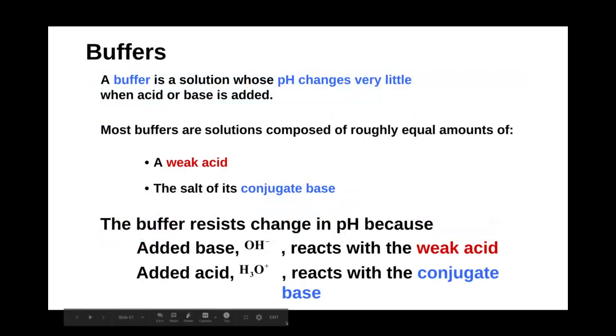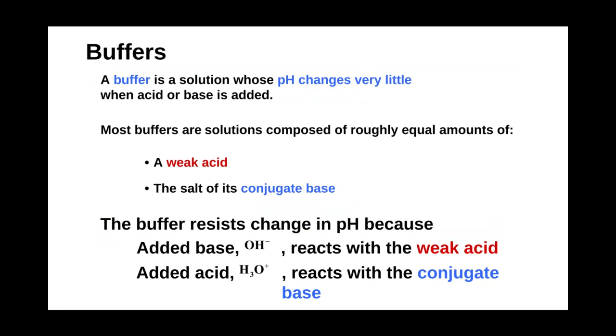Now, sort of to wrap up this, we're going to talk about a few quick topics. Now, we have what's called a buffer. Now, a buffer is a solution whose pH changes very little when an acid or base is added. Now, a buffer is typically a solution that is composed of roughly equal amounts of a weak acid and the salt of its conjugate base.